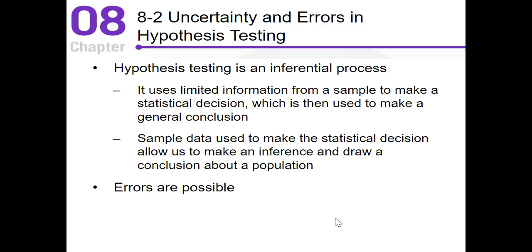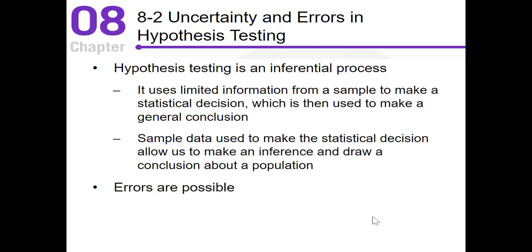So sometimes we also can have something called uncertainty and errors in hypothesis testing. Hypothesis testing is a type of inferential process. It uses limited information from a sample to make a statistical decision, which is then used to make a general conclusion. You'll have that sample data, which is used to make a statistical decision, which allows us to make an inference and draw a conclusion about a population.